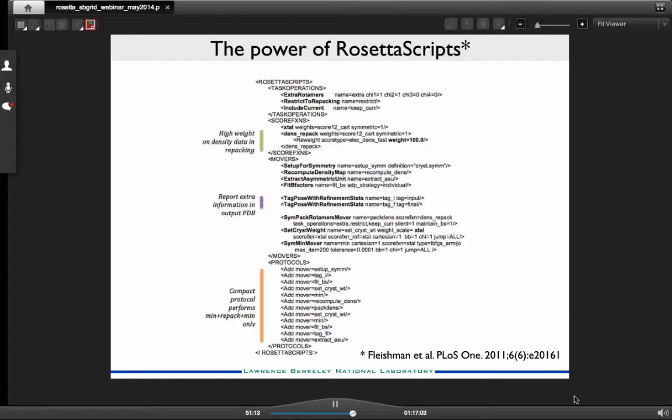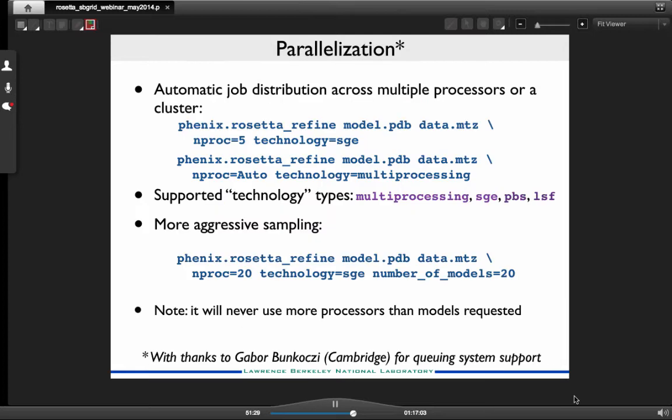For the more aggressive refinement, there are actually several different types of cycle, and it switches during refinement as it goes from a poor structure to a better structure. So there's a lot of customization possible with this, more than what we can do with Phenix Refine.